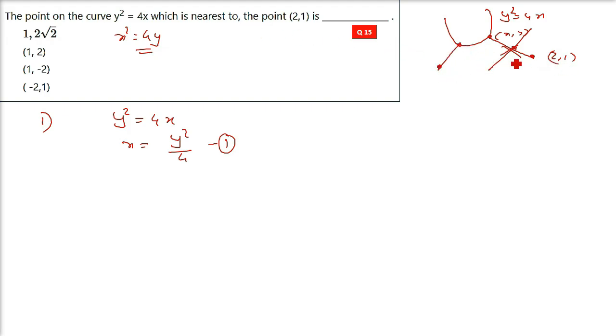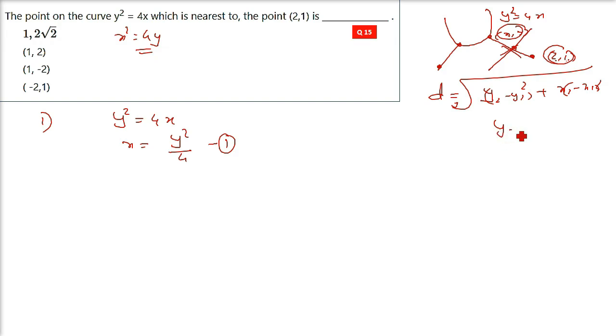The distance formula is the difference of x coordinates squared plus the difference of y coordinates squared. Both differences squared, you add them and take the square root. So y2 minus y1 whole square plus x2 minus x1 whole square, under root. This is your distance. You can take x1, y1 as x, y and x2, y2 as 2, 1 or otherwise, because ultimately this is a difference squared. So even if it is negative or positive, it won't affect. The result will remain the same.